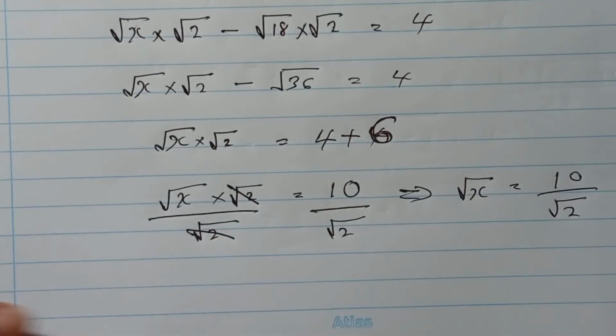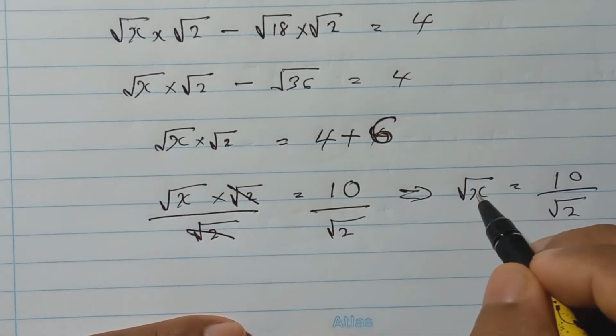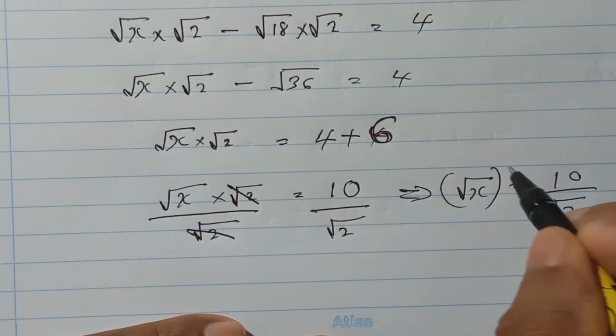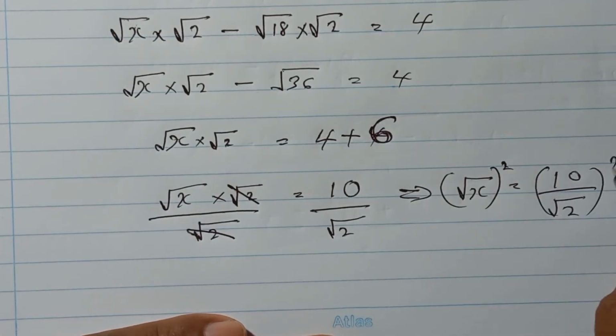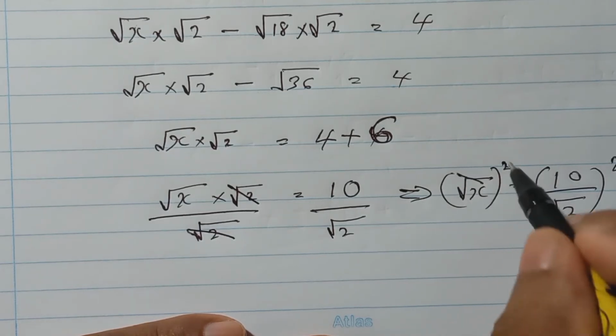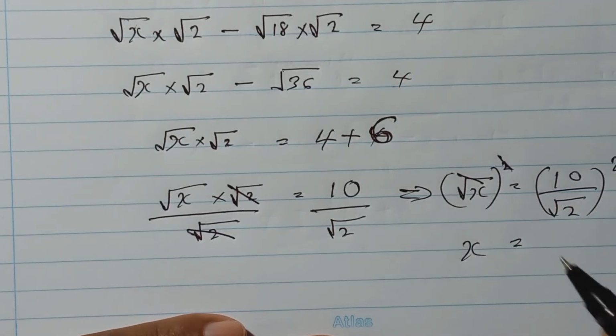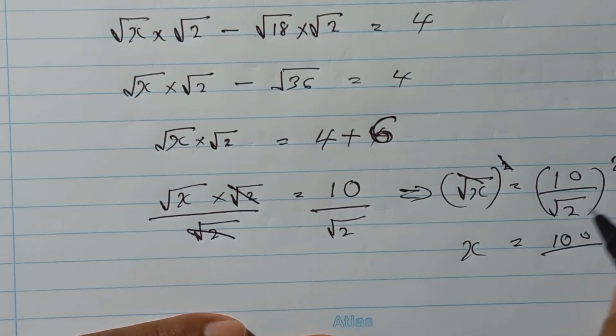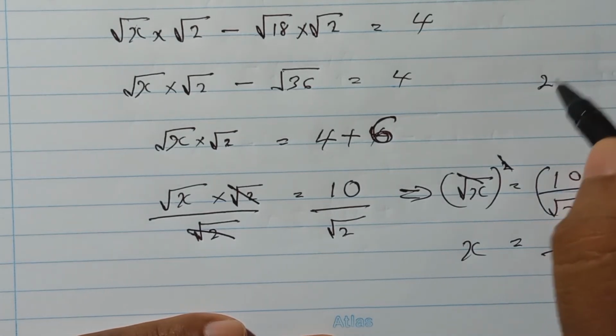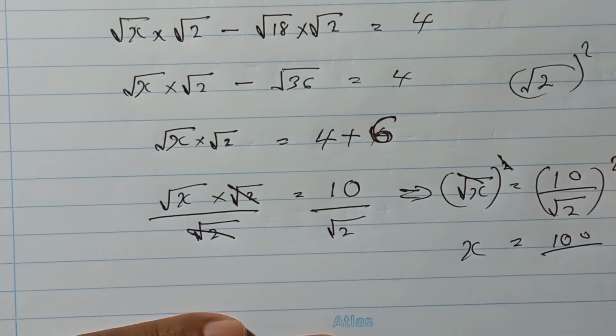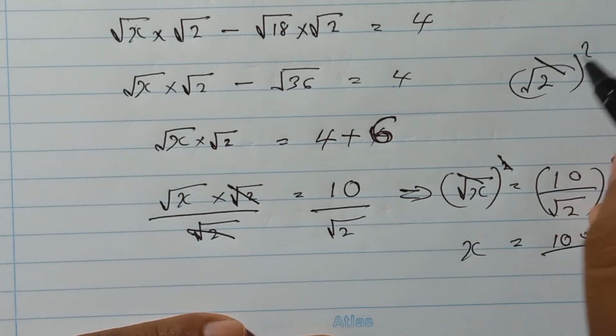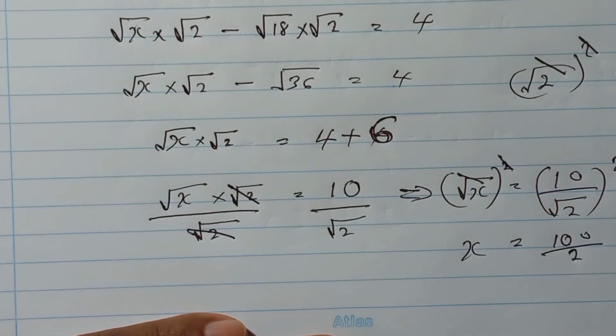Now how to get this answer? To remove this square root sign, I will square both sides, right? Like this. Then square root and square cancel. Here will be just x. Here what is the answer? Square of 10 means 100. Square root 2 into square root 2, or just square root 2 squared. What is the answer? Square root and square cancel. Here will be just 2.